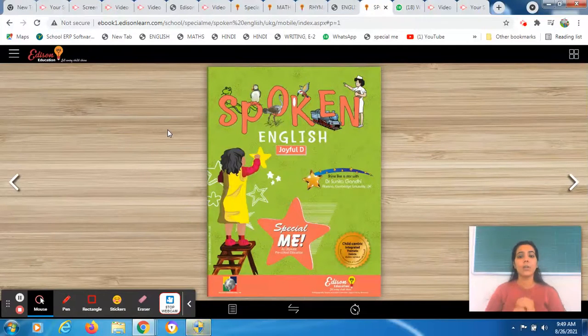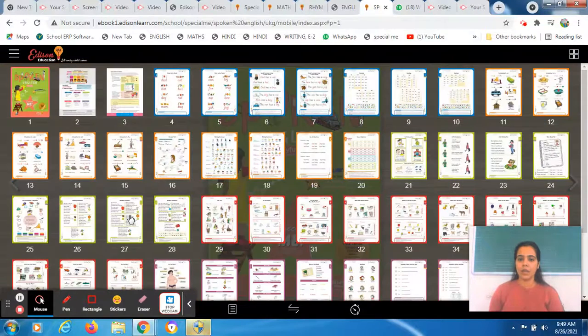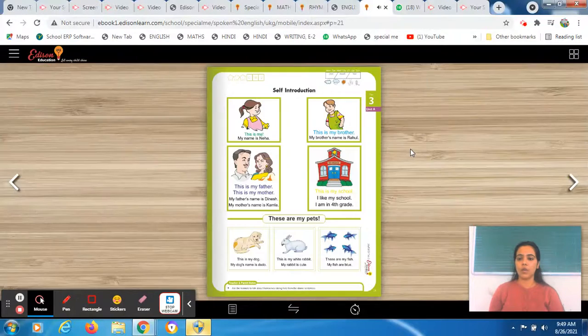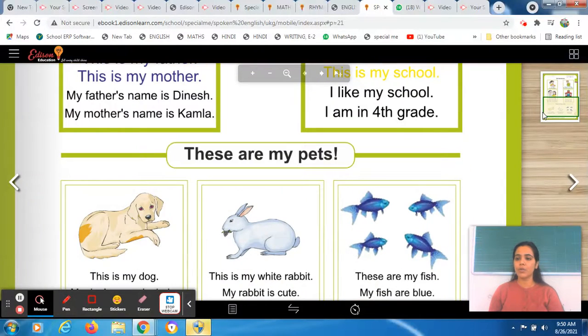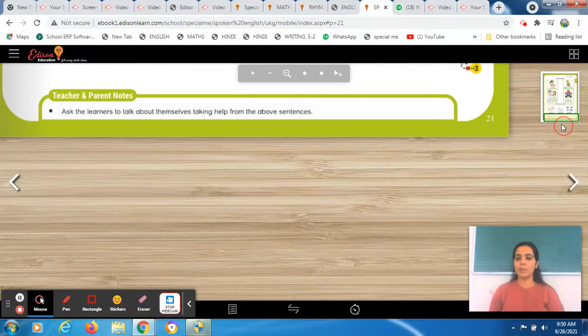Fine, students? So please be ready with your spoken English book. We will start with the new concept of self introduction. So hurry up and then we will start. Okay, let's open your book first. You have to open page number 121. This is your tier 3 and the unit is A, right? So you all have to open page number 121. If you want to see the page number, here it is written below, 121.